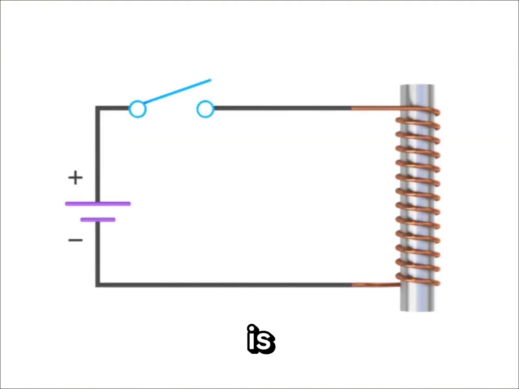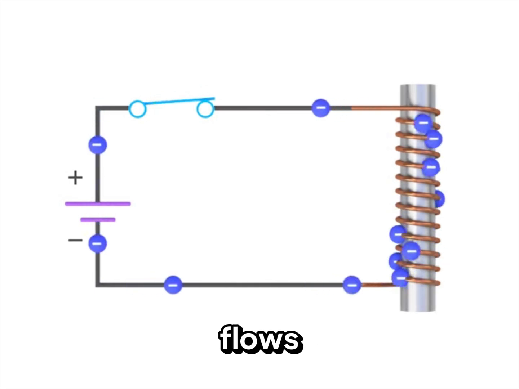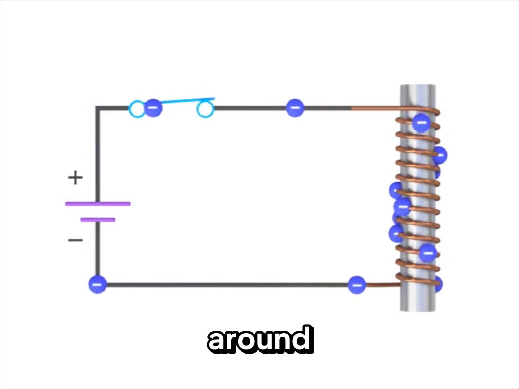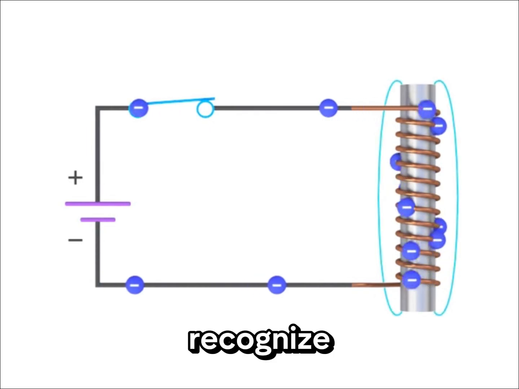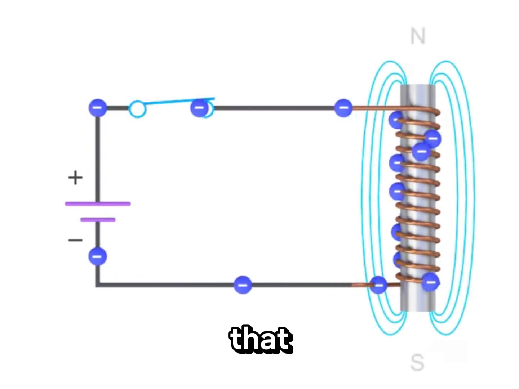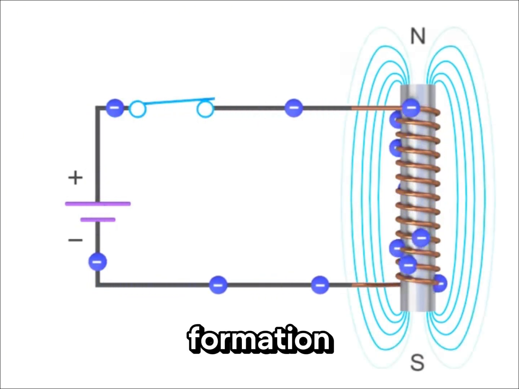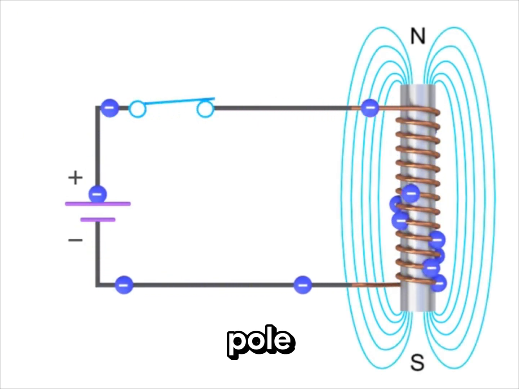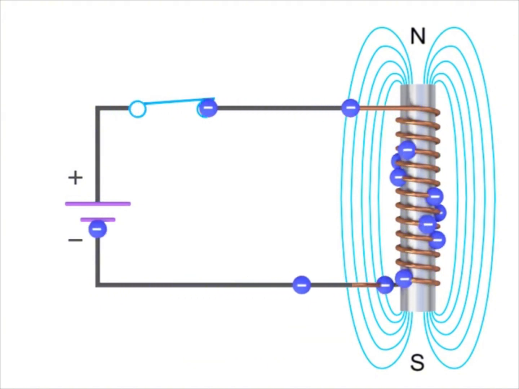An inductor is created when an electrical current flows in a wire wrapped around a magnetic core. You may recognize this as an electromagnet represented by flux lines that develop around the core with the formation of a north and south pole at their respective ends.